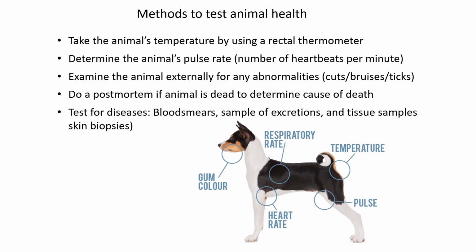Then fifthly, test for diseases. And three ways you can do this: firstly, through blood smears. This means that you take a blood sample from the animal and try to see what's in the blood, what caused the disease. Secondly, sample the excretions of the animal, so the feces. Look at what's in the feces. Are there any parasites or anything else that maybe can tell us what caused the disease? And thirdly, tissue samples, also known as skin biopsies. So literally they take a sample of the skin and see again, are there any foreign bodies inside the skin that may have caused the disease in the animal.